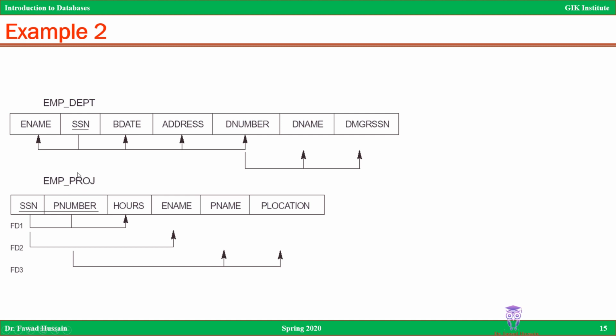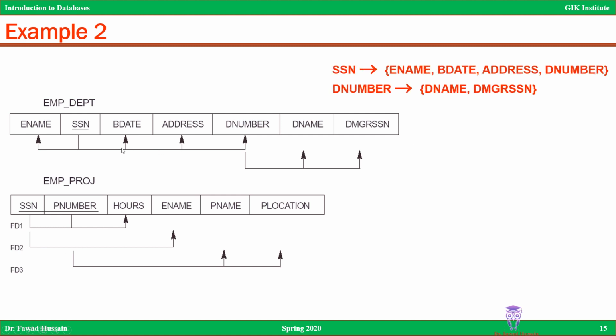And same goes for the employee project. You can see all the functional dependencies, the legal functional dependencies listed here. So FD1 is the first functional dependency, the second one, and the third one. And these functional dependencies will form the backbone of the normalization, which we'll consider in the next 2 lectures. So it's important that you get these functional dependencies right.